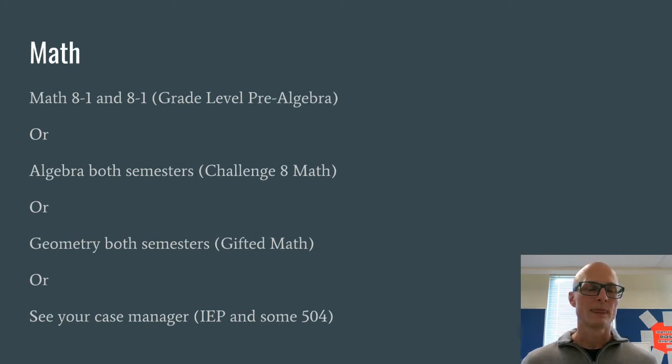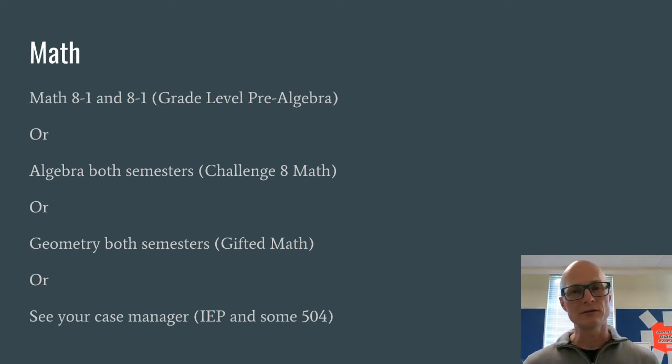Looking at math, if you're on grade level, you're going to do math 8.1 and 8.2, which is technically what we call pre-algebra. If you're a year ahead, what you might think of as challenge 8 math is really algebra. It's now a high school course. You can opt for the credit later on. You don't have to declare it next year, but later on in high school, if you get a good grade, you might want to add that to your high school transcript.